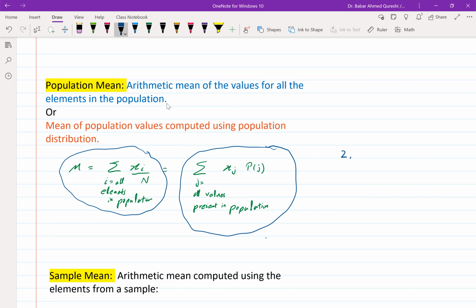So for example, in our example where we had these numbers, one way to compute this would be just add all these up and divide by the total number. So that's like I'm taking each element and adding them all up. But you can do the other method where you list all possible values. There are only 5 values which are possible in this population, and each one of them comes with a certain probability.